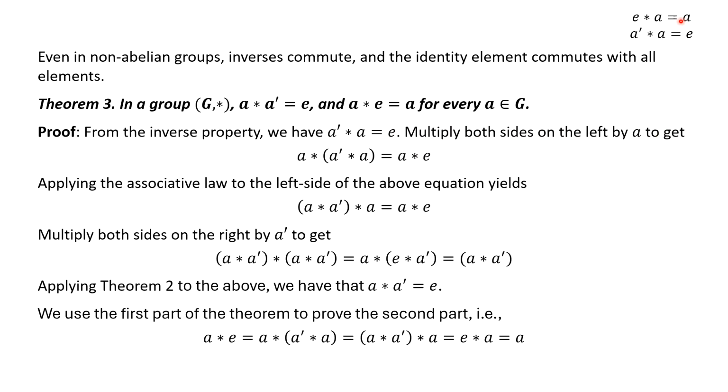Recall from the definition of a group that we had the identity times A equals A, but not the other way around. We didn't have A times the identity equals A, but we can prove that. We had a similar issue with the inverse. It was defined to be on the left, so A inverse times A equals the identity, but we could also prove that A times A inverse equals the identity, which is what we have in this theorem. So this theorem holds whether you have an abelian group or not.